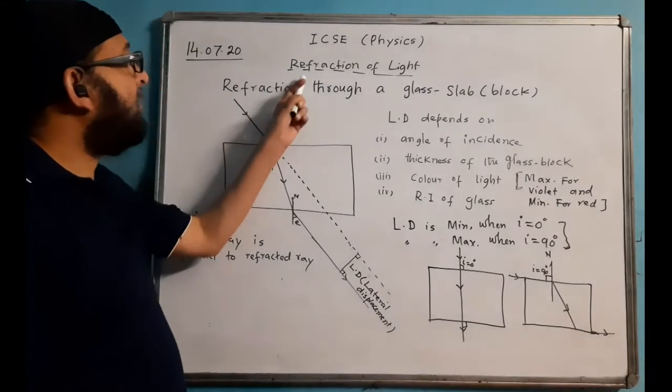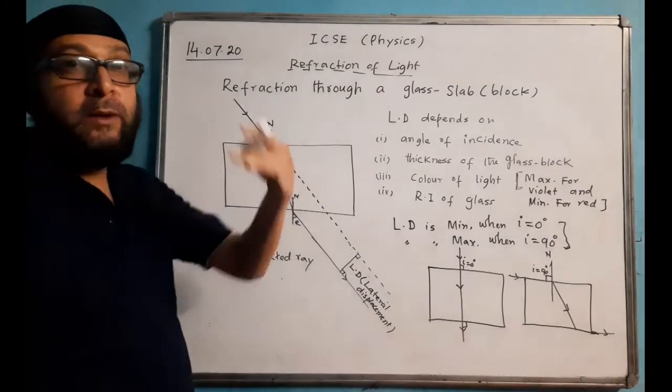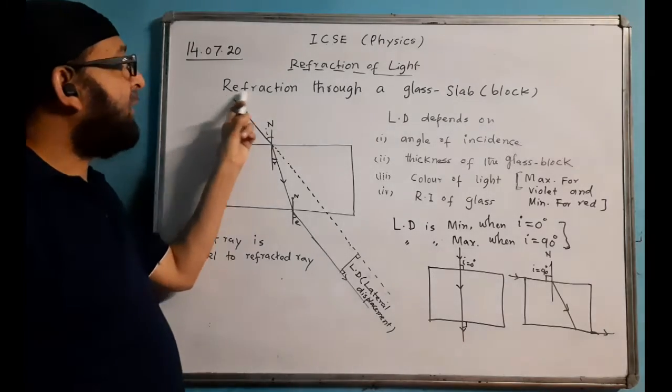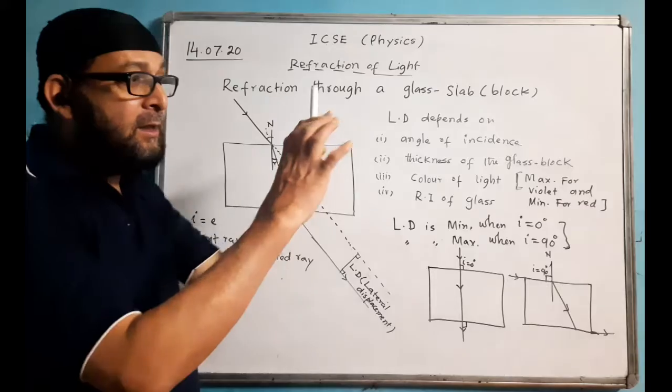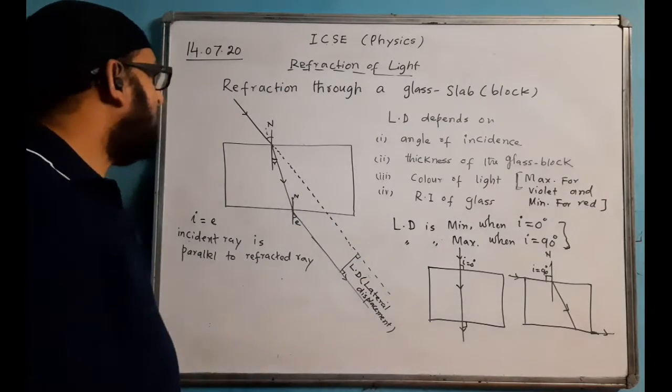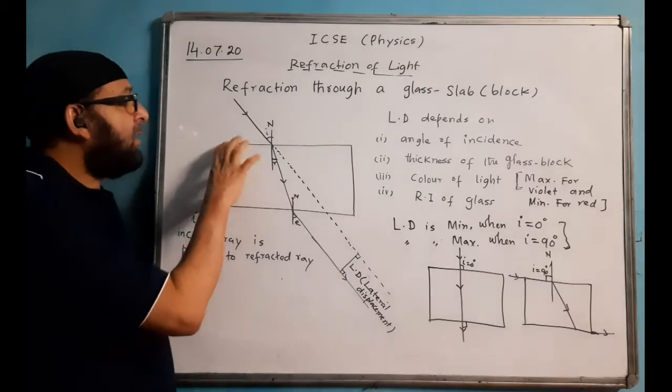Continuation of the same chapter, refraction of light, but a different topic. The topic is refraction through a glass slab. A slab is also called a block, a rectangular glass block. So for that, we draw this ray diagram. We take a glass block.